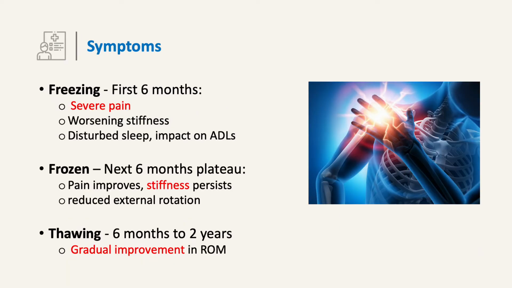So symptoms involve the first 6 months, which is severe pain and increasing stiffness, and it's usually the worst part of the patient's journey, and this affects their ADLs. The next stage is frozen, where the stiffness is still there but the pain gradually improves, and finally the thawing is the last stage, where the pain and the stiffness gradually improve. These are generally the 3 phases of adhesive capsulitis.